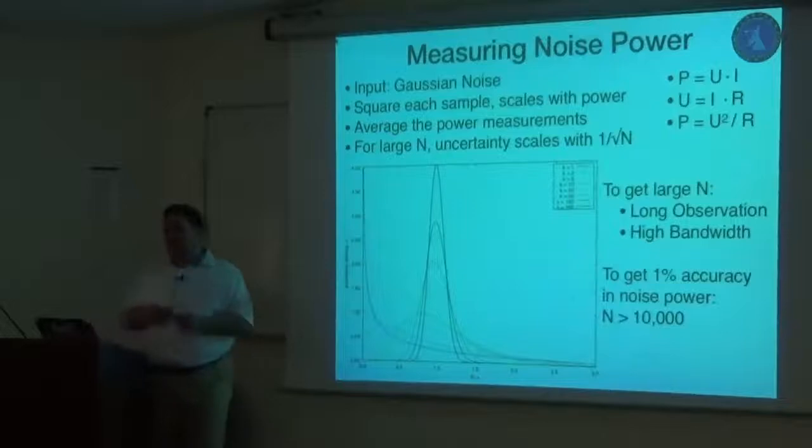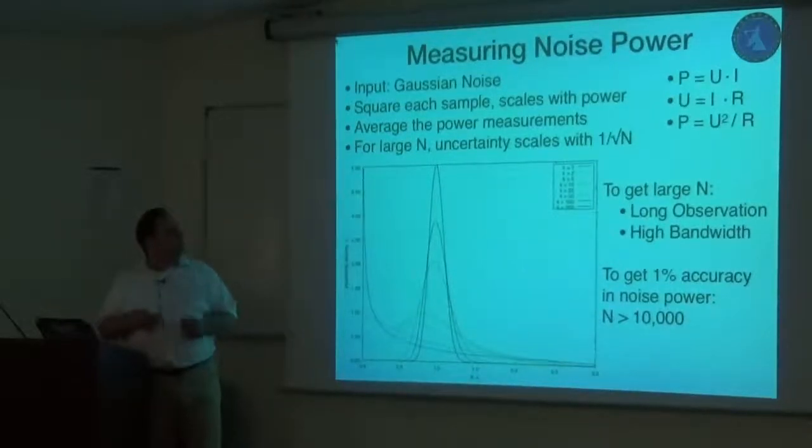So this slide was actually already in, but it answers a question that Jean had earlier. So let's start with Ohm's law over here. Voltage is current times resistance. Power is the product of voltage and current, which means power is equivalent to the square of the voltage divided by the resistance. This holds at any time.